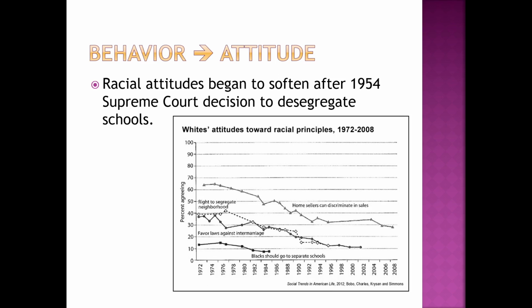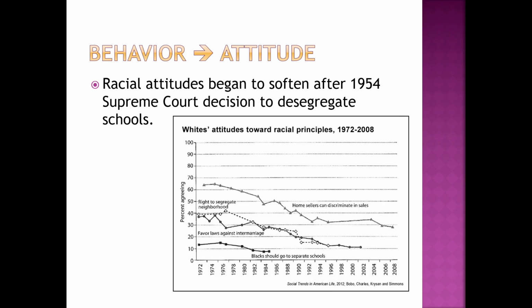But we see another bar that refers to favoring laws against intermarriage, as it was called at the time. Virtually no one agrees with that anymore. The right to segregate your neighborhood significantly declined. That might be going back up, but not because of white racists; it could be ethnic groups wanting to be separate. That might be going back up now, but you see they stopped collecting that data in 2002.